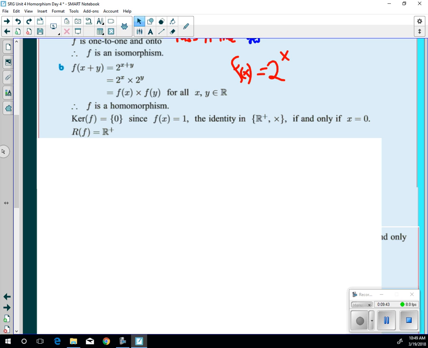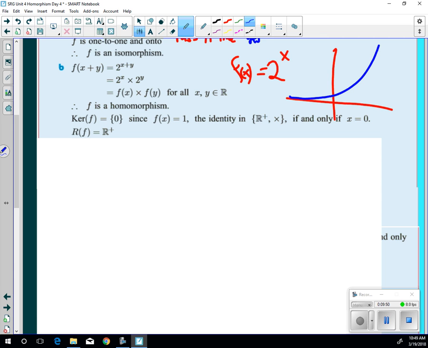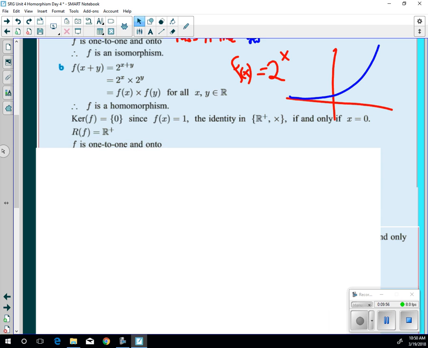And then for e to the x, you remember e to the x. What's true about all the e to the x values? They're positive, so that's why r is positive. What do you think about it, is it one to one? Always increasing, so it's isomorphic.